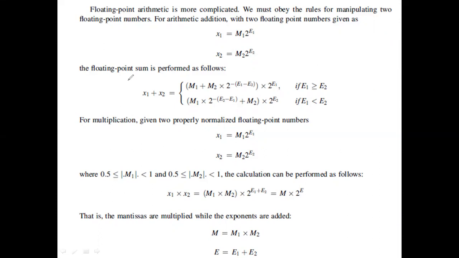So the rule is, if you are trying to perform the sum of two numbers using this particular representation, the exponents are added, and they should be adjusted also. You can see this is the formula to be used. If the first exponent is larger and the second exponent is smaller, then you stick to the first formula. If the first exponent is smaller compared to the second exponent, then you stick to the second formula. Let us see an example.